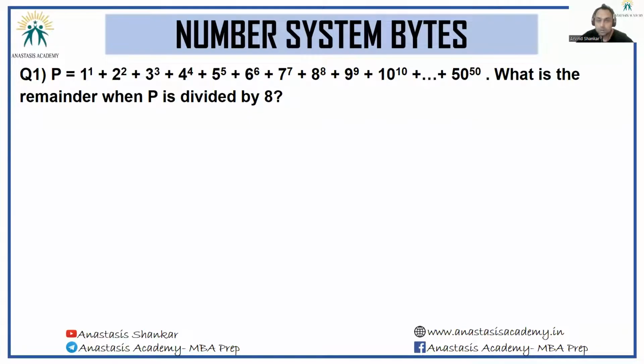Let's look at the solutions of number system bytes for this day. P is equal to 1 raised to the power 1, 2 raised to the power 2, 3 raised to the power 3, 4, 5, whatever number, n raised to the power n up to 50 raised to the power 50. What is the remainder when P is divided by 8?